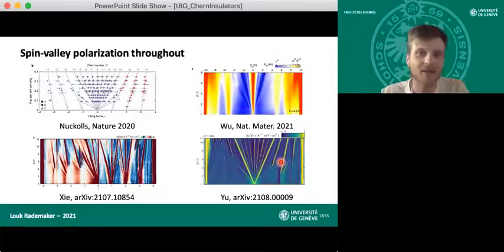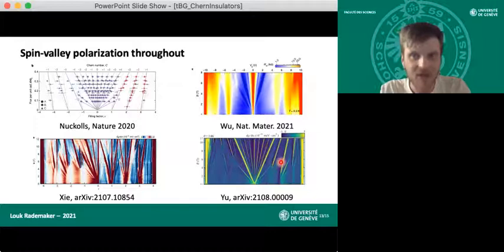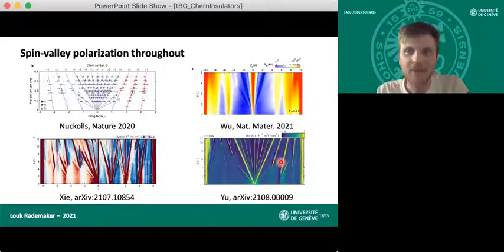But these main states, this -1, -2, -3 sequence, are, I think, well established because there are also several other groups, by various experimental techniques, who have seen the same sequence of states. And I think this establishes spin valley polarization as a reliably reproducible phenomenon in TBG.